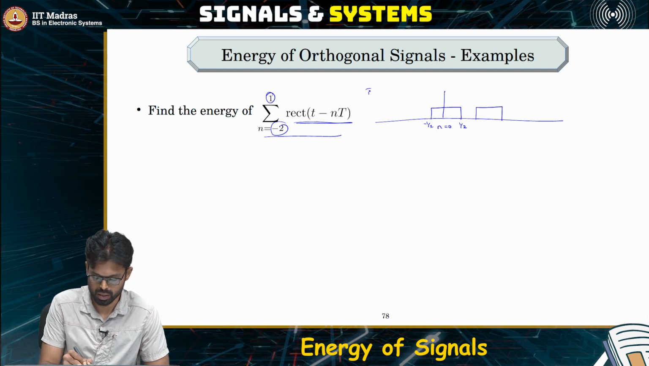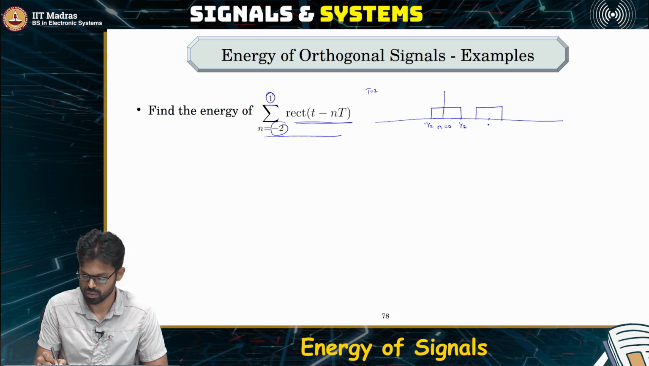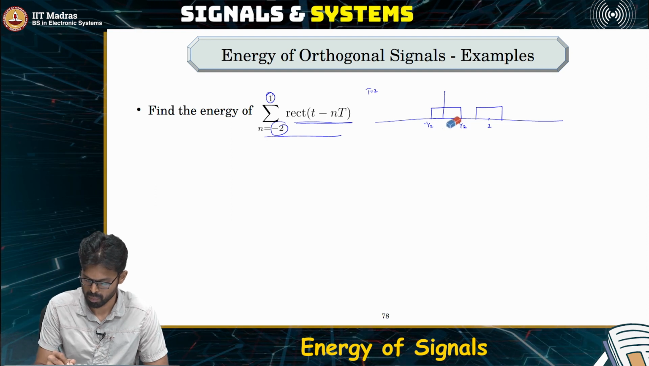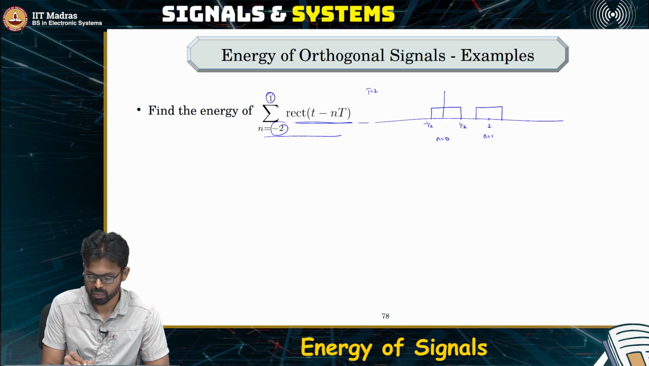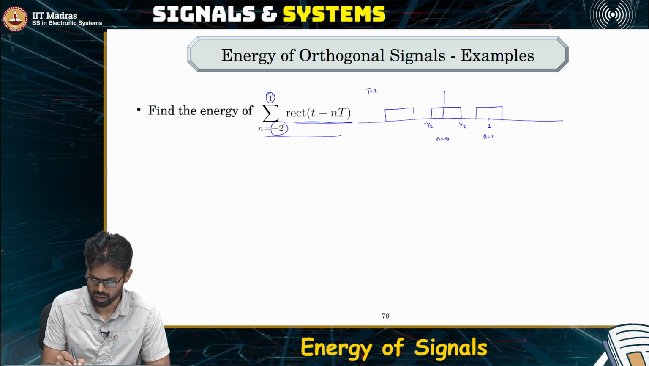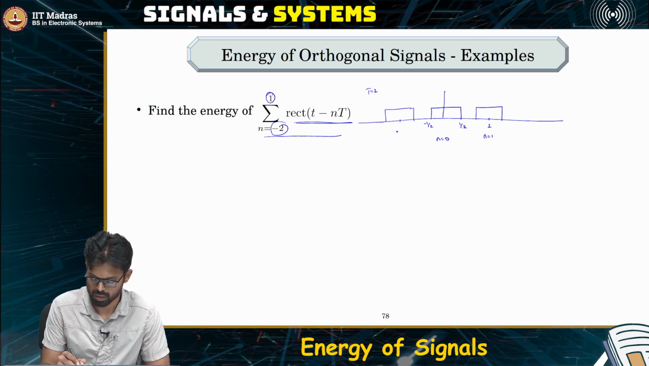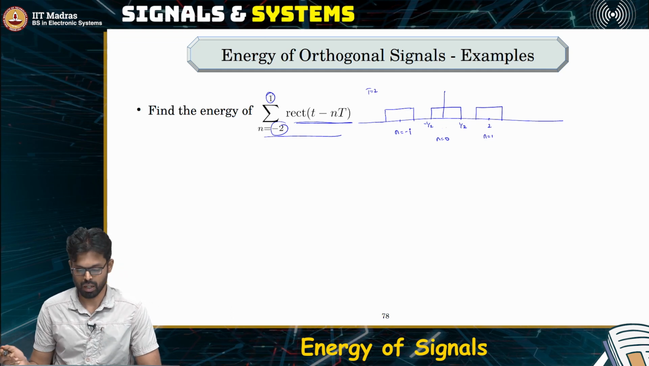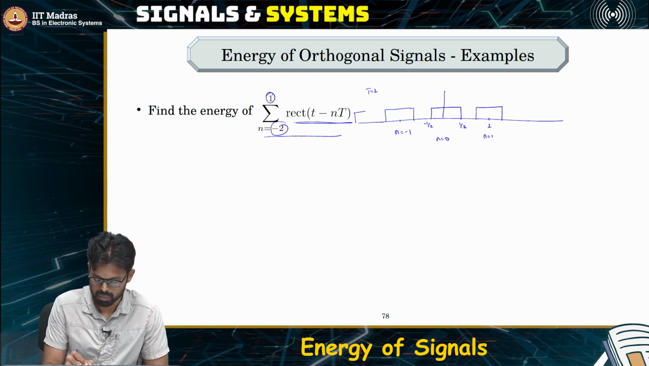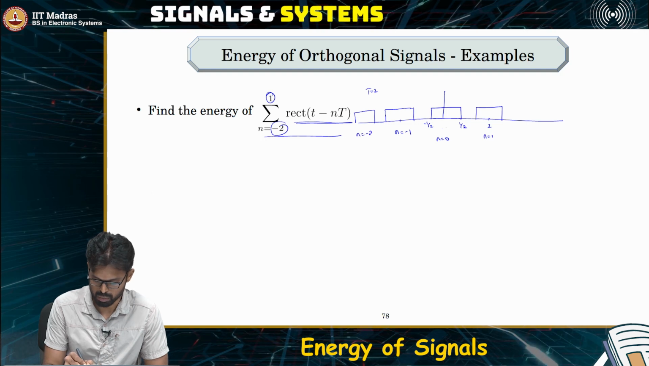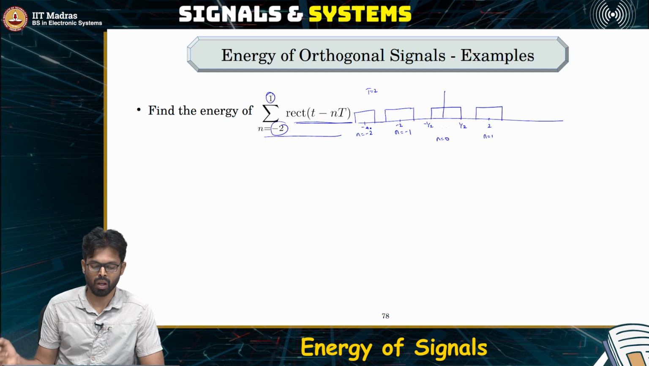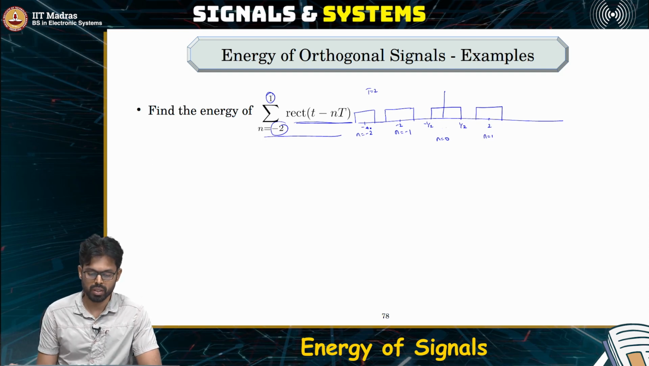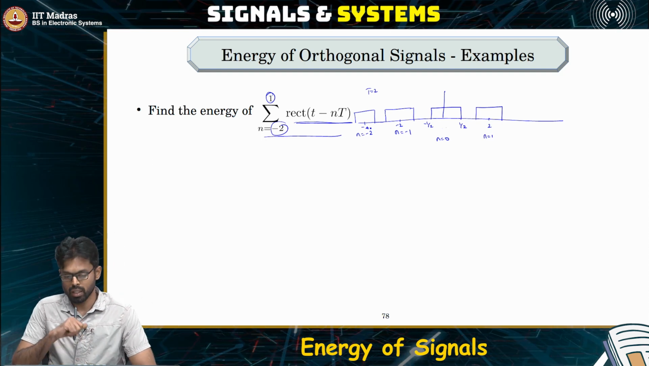Let's take t is equal to 2. This is n equal to 0. This is n is equal to 1. And n is equal to minus 1. We have a shift on the left side, and this is n is equal to minus 2. This is minus 2, minus 4. Now we have to compute the energy of this given signal. How do we find the energy of the signal?